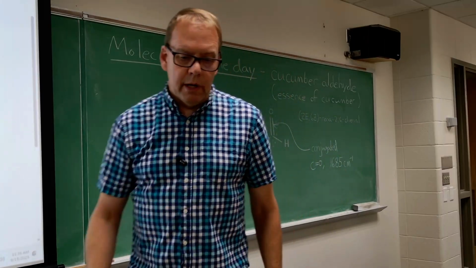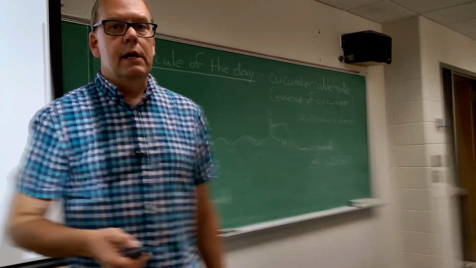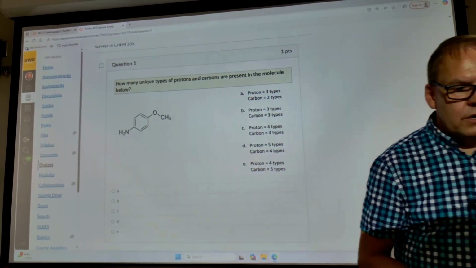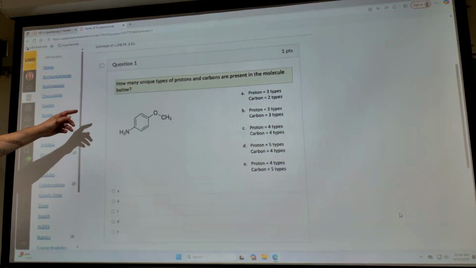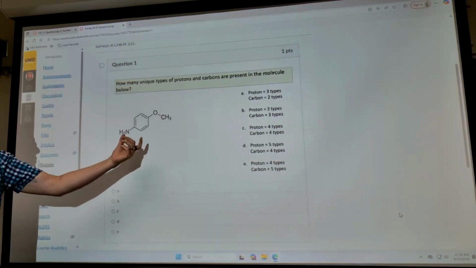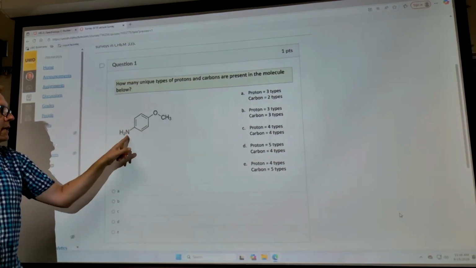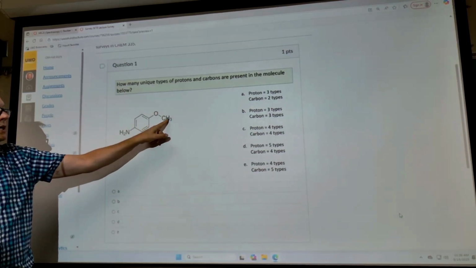Then the other thing that I want to do is talk about our survey question from the last time. So here's that survey question. It is asking how many unique types of protons and carbons are present in the molecule below. This molecule's got an aromatic ring. It has an amine group on it. There's NH2 here, and then there's an OCH3.